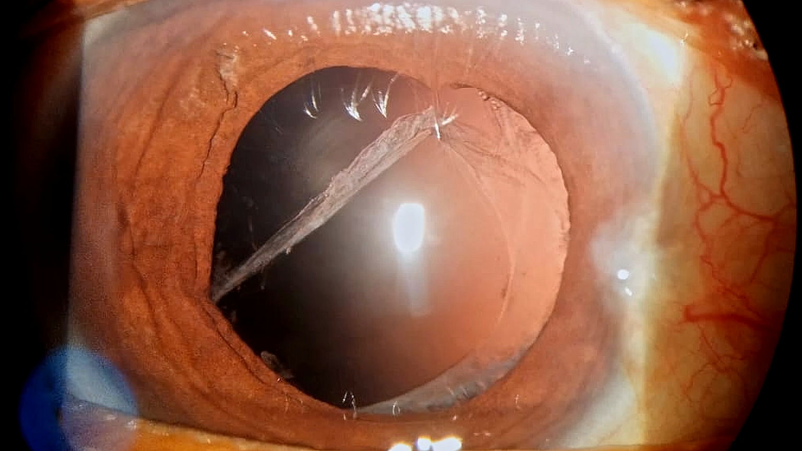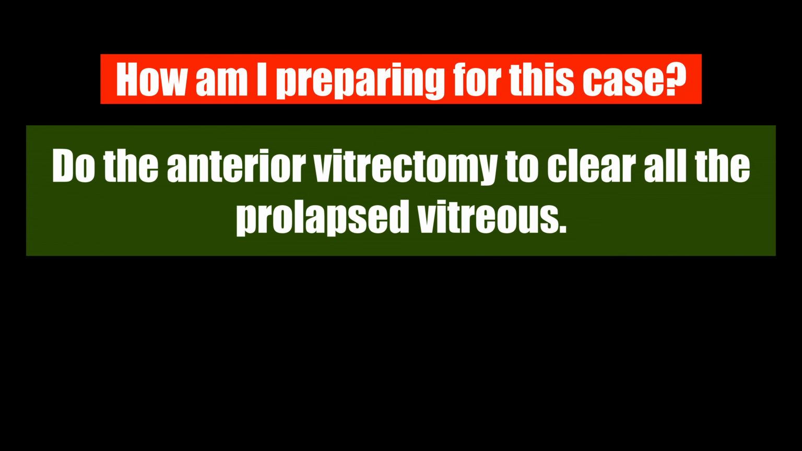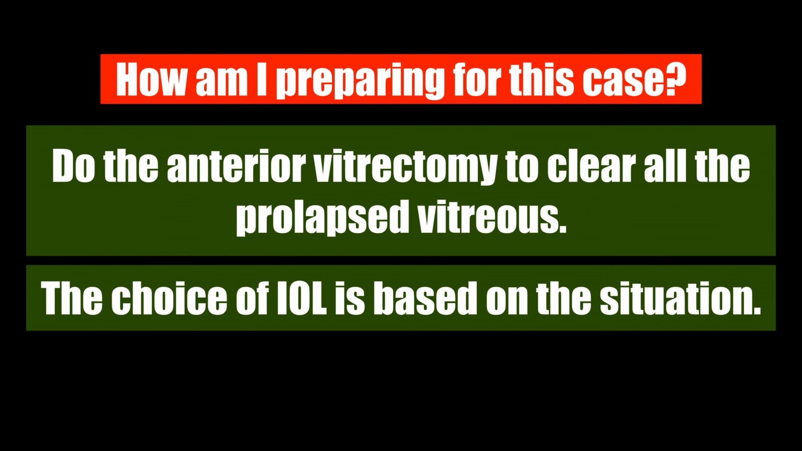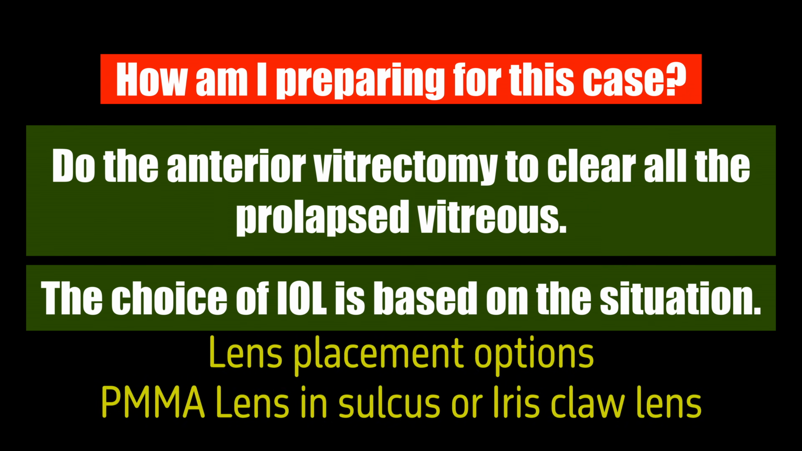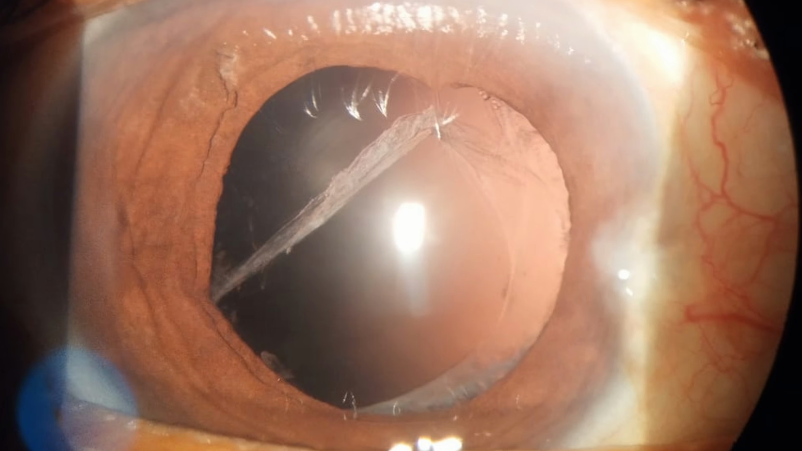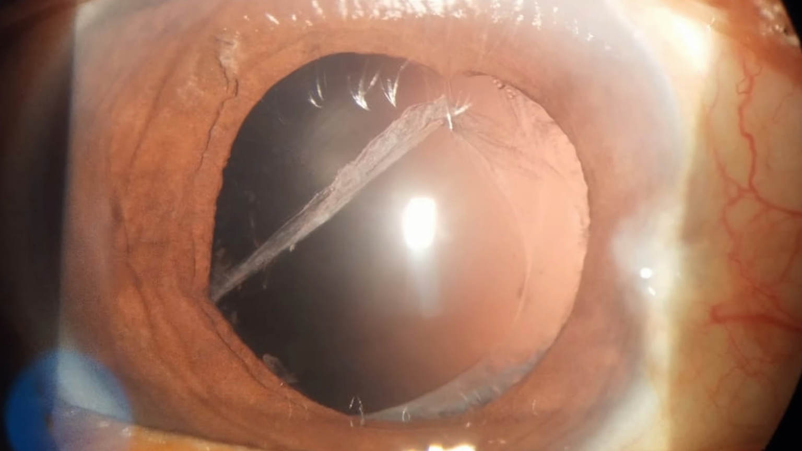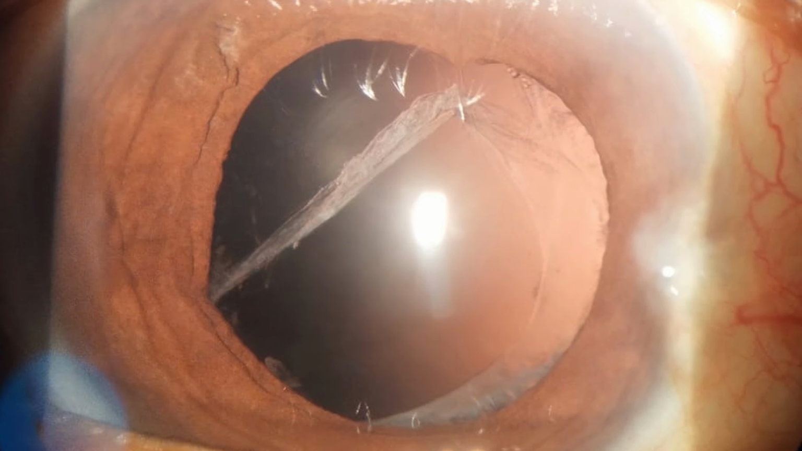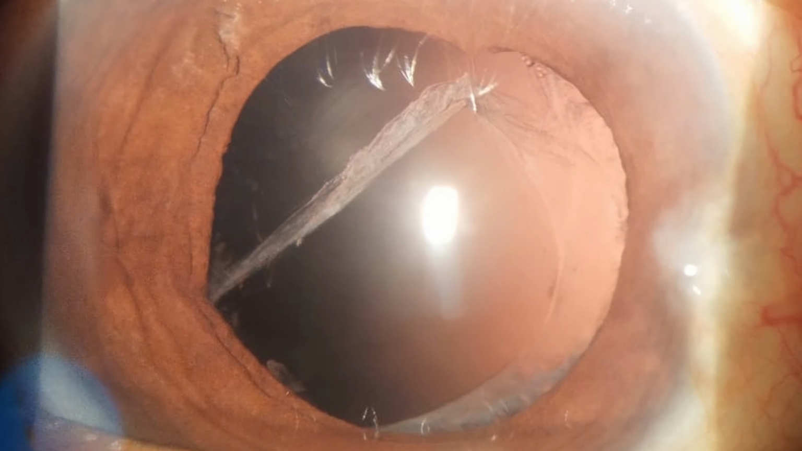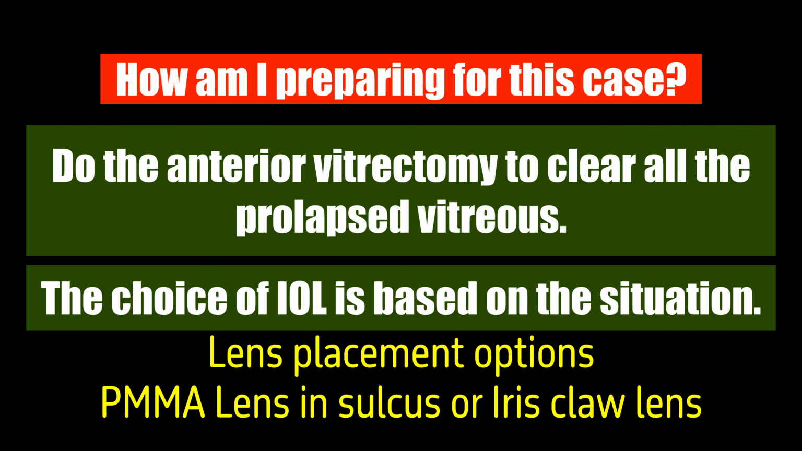Now, before the patient is taken to the OR, let me write down how I am preparing for this case. The first protocol always is to do the anterior vitrectomy. That's mandatory. The choice of IOL is likely to be either of the two. The first priority is always going to be placing the lens in the sulcus, because the posterior capsular tear is not a very large end-to-end tear. I can see some end, and I am hopefully seeing some end of the rhexis margin also. My first priority is to try to fix the lens in the sulcus, probably a PMMA lens.